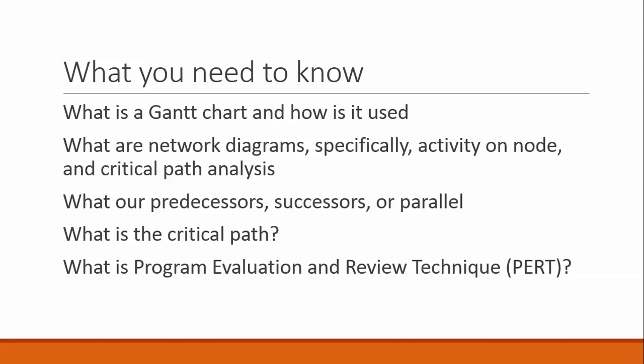So here's some things that you need to know from this week's reading. You want to know what a Gantt chart is and how it is used. You want to know about network diagrams, and the 2 specific ones are the activity on node and the critical path analysis. What are predecessors, successors, or parallel? You're going to be doing predecessors in your Microsoft Project task this week for Husky Air. What is the critical path? We talked a little bit about that. The book will give you more information.